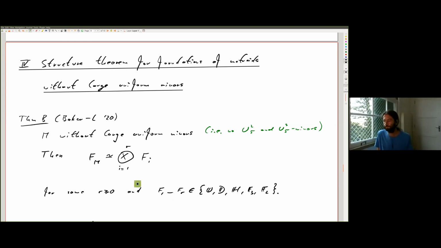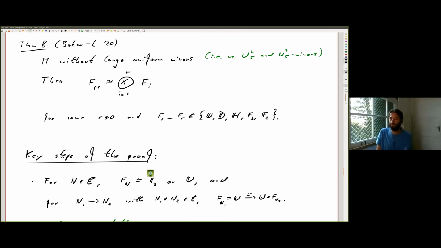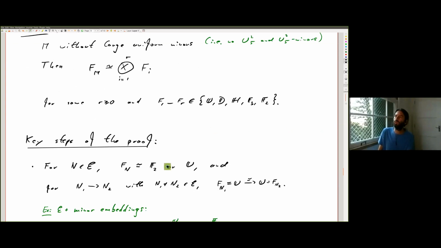Okay, I go very briefly through the key steps of this proof, and then I probably have 2 or 3 minutes to mention some open problems to catch your interest. First of all, since we don't have U25 and U35 minors, isomorphism type V doesn't appear for minus in our family E from theorem A. So these Fn's are either F2s or U's. And the other observation is that a Fano minor doesn't contain a U24.